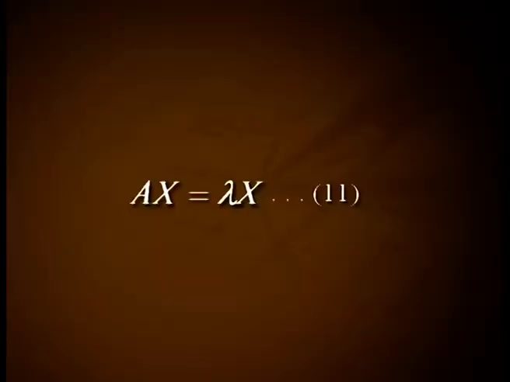Theorem 9: the characteristic roots of a Hermitian matrix are all real. Proof: if lambda is a characteristic root of a matrix A, then A into x equal to lambda into x, equation number 11, for some non-zero column matrix X.